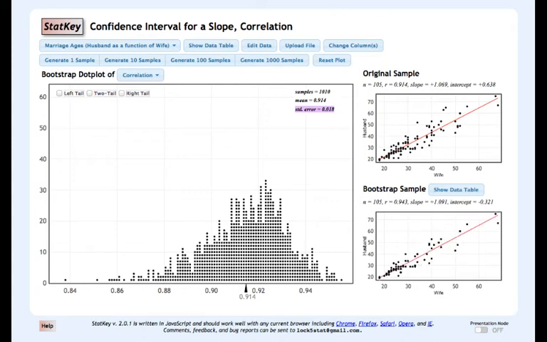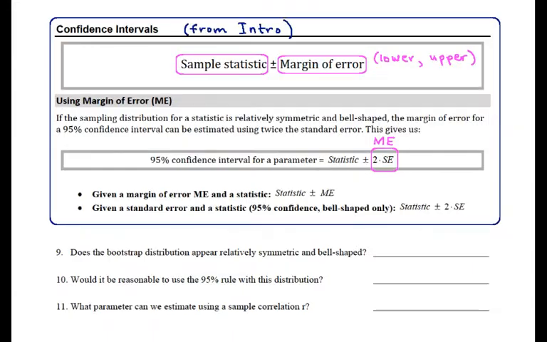I would say it's not perfect. It definitely shows a little bit of left skew, but it looks fairly good. It's not way off. So we'll say yes, fairly, but it's worth noting at least to ourselves that it's not perfect, and so it may introduce a little bit of error using the 95% rule. Yes, with some error.